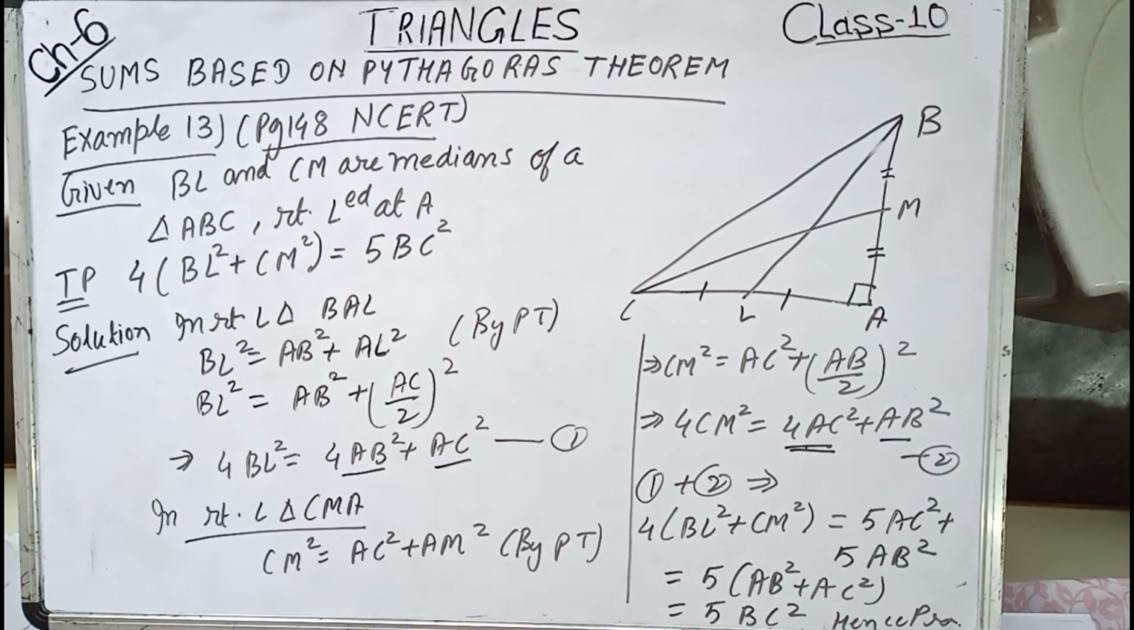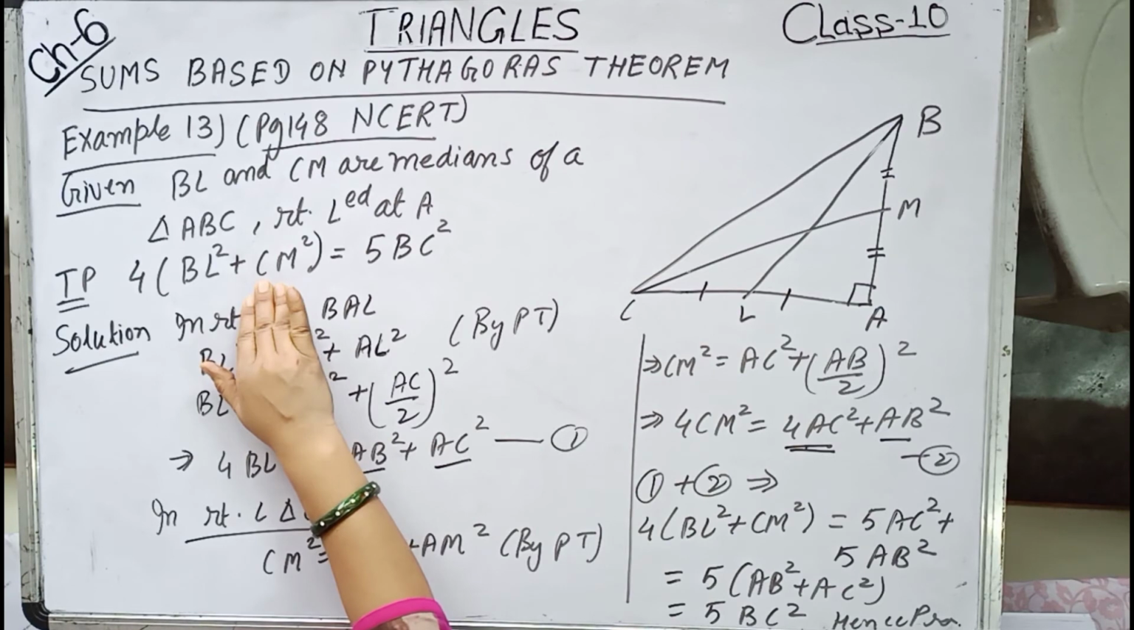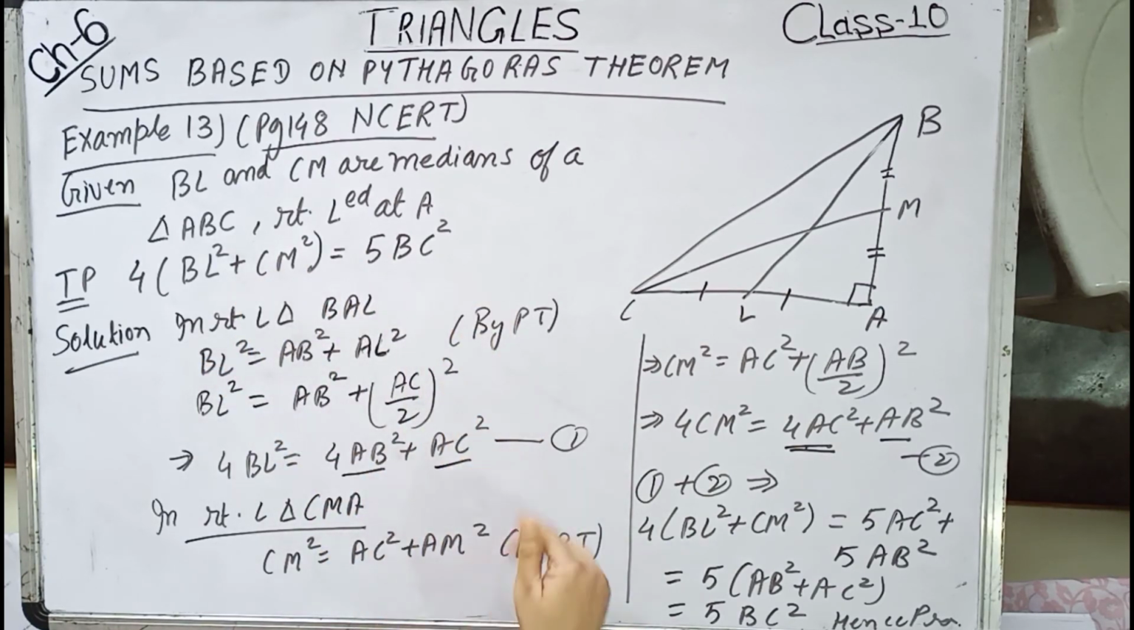So what we did: we started with a right angle triangle in which BL was a part and wrote the equation. We found another triangle in which CM was a part and wrote the Pythagoras theorem. Using the median concept, this is AC by 2 and here also AB by 2, added, we are getting the result.